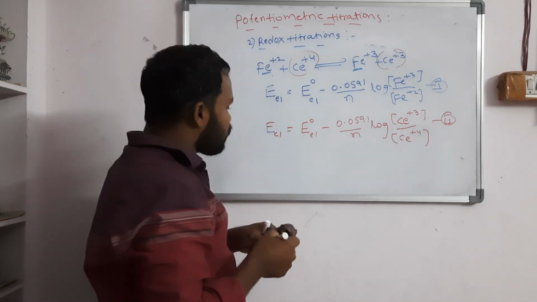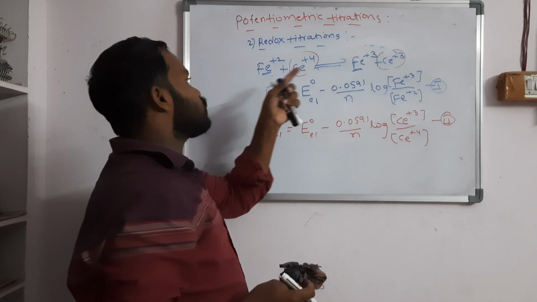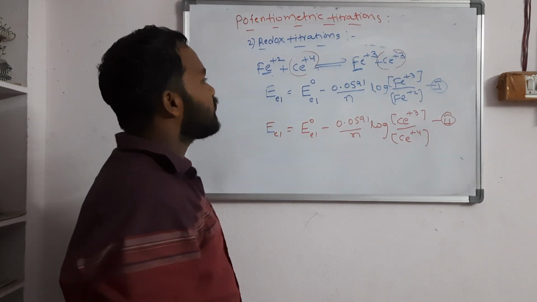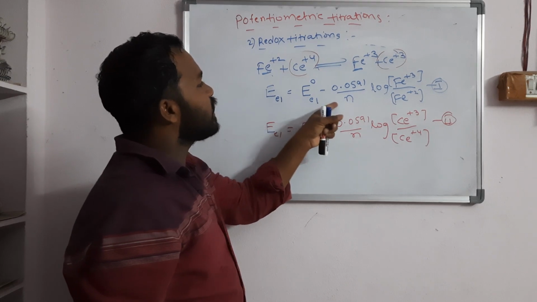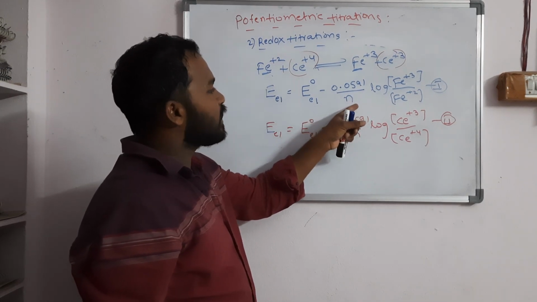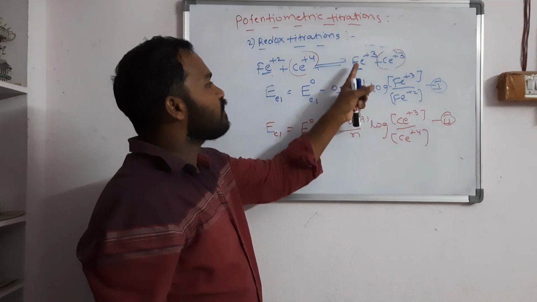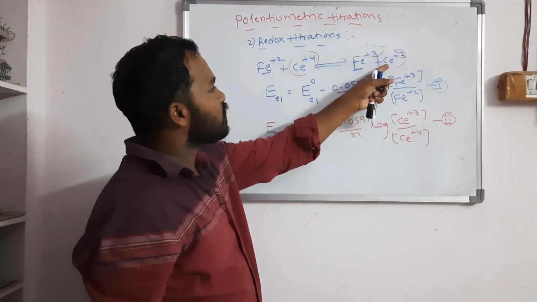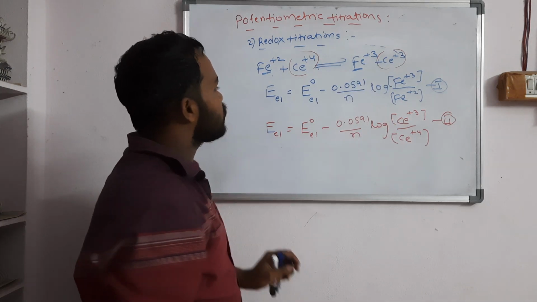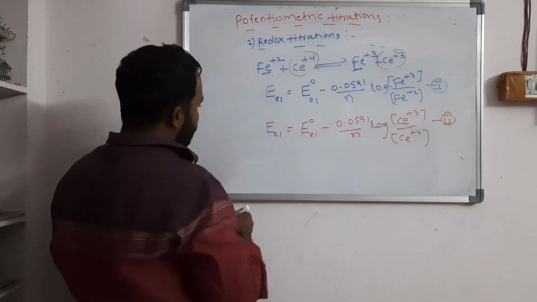So in redox titration, what do you need to do? Take iron plus 2 plus cerium plus 4, it gives iron plus 3 plus cerium plus 3. E electrode is equal to E naught electrode minus the same 0.0591 by n into log of concentration of products by concentration of reactants. In a similar manner we write cerium plus 3 by cerium plus 4. You should write one more point here.